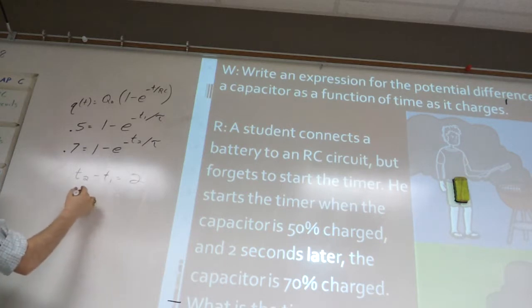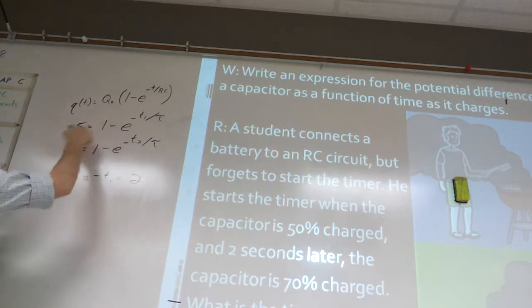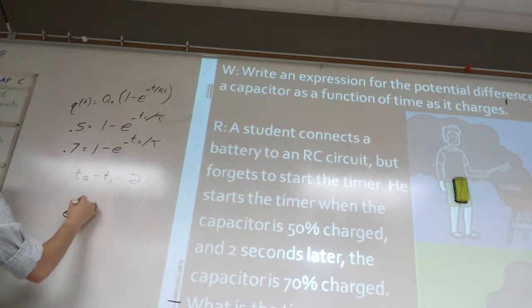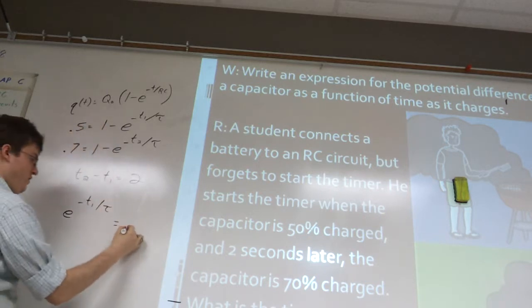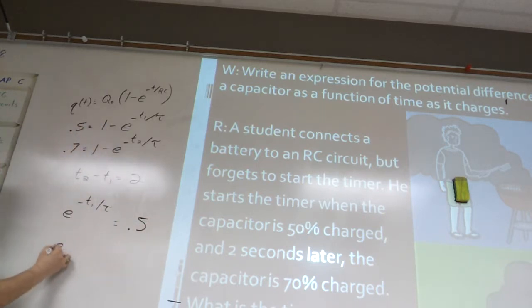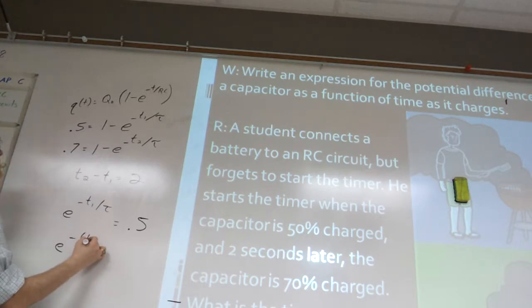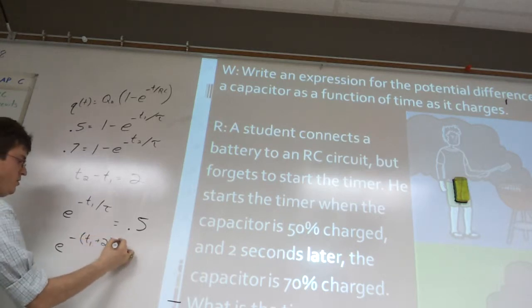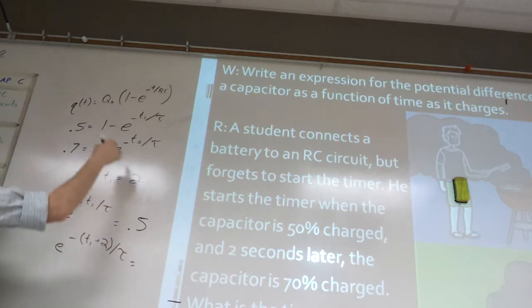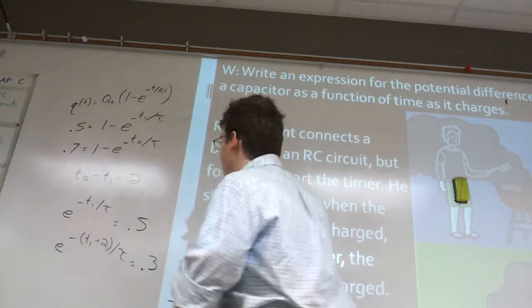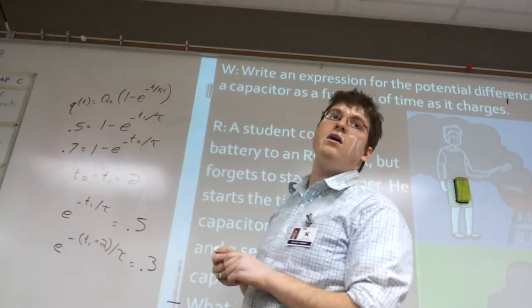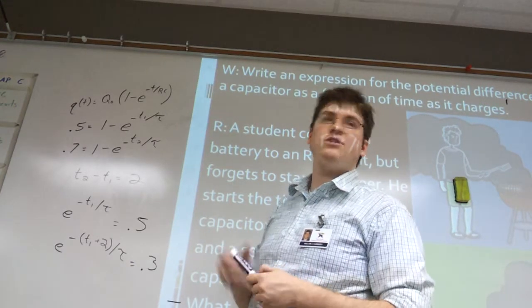Let's rearrange these equations a little bit. So we have e to the negative T1 over tau equals 1 minus 0.5, which is 0.5 again. And then e to the negative T1 plus 2 over tau equals 0.3, since 1 minus 0.7 is 0.3. And here it's all algebra. I'm running out of space down here. He knows algebra. That's good.